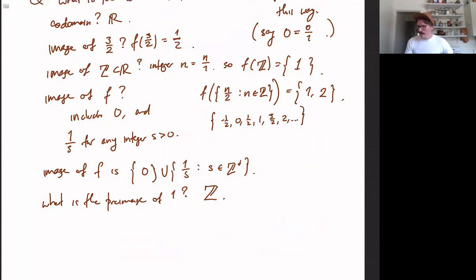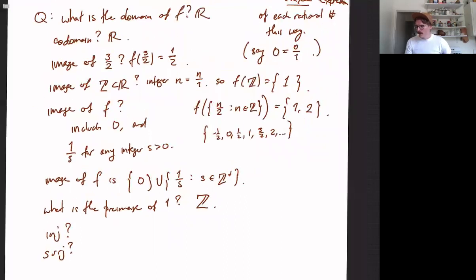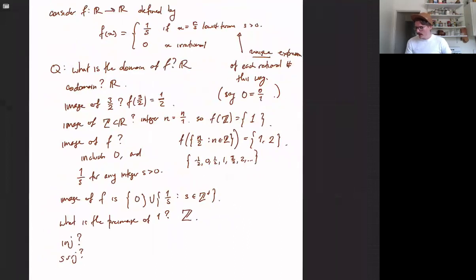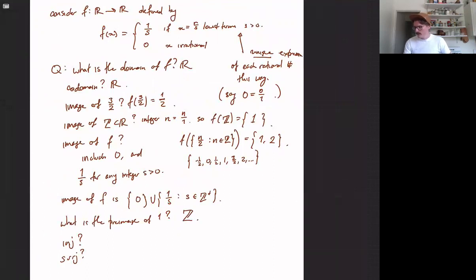Okay, and then finally we can ask questions like, is this injective or surjective? And for injective, we have seen that it is not injective, because here is an example where more than one element has the same image. So it is not injective because, for example, f of 1 equals f of 2. But of course, 1 does not equal 2.